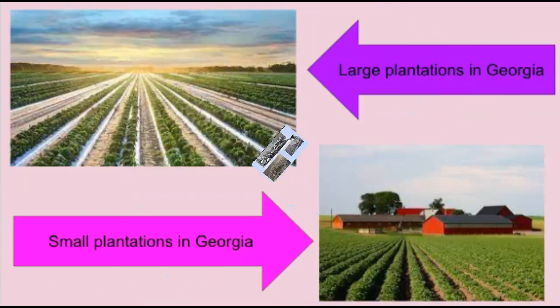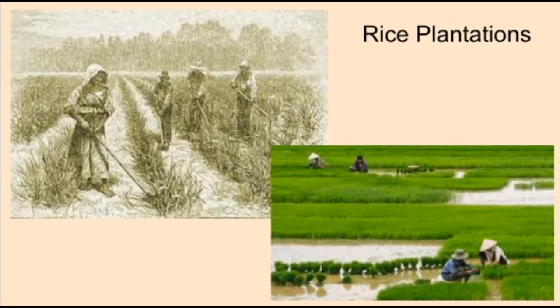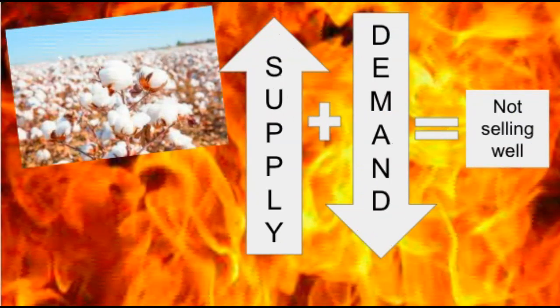As time went on, large farm plantations were subdivided into smaller plantations. Coastal farms increased and rice plantation lands were subdivided and sold to new owners. Cotton was still hot and people continued to grow it rapidly. Unfortunately, the supply was so high that the demand for cotton was low and it wasn't selling well.